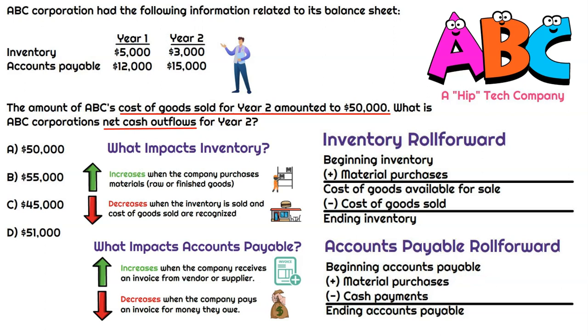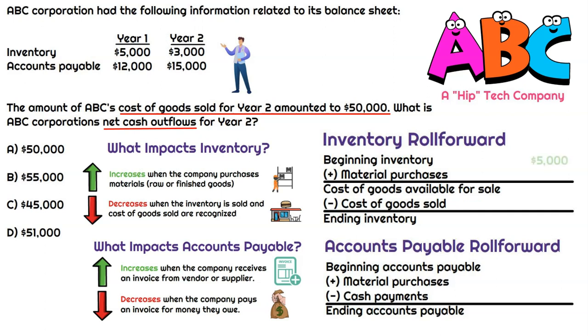So we'll start with the inventory roll forward. And as always, we start with beginning inventory. And then what would increase inventory? Well, that's going to be material purchases. And that gets us to cost of goods available for sale. And then to get to ending inventory, what decreases inventory? Well, it's when we sell our product and we recognize the cost of goods sold.